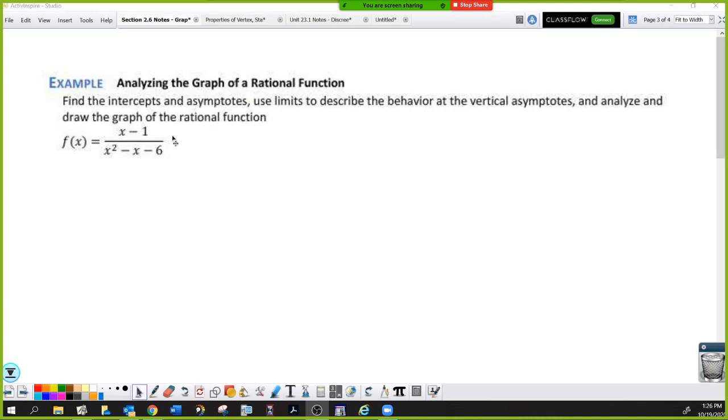The directions are telling us to find the intercepts, the asymptotes. We're going to use limits to describe the behavior at the vertical asymptotes. It says, and analyze the graph. No, you know what? I don't feel like that. We're not going to analyze the graph because we just don't need to do that. But we will draw the graph of the rational function. And I tell you what, before I use limits to describe the behavior at the asymptotes, I want to graph it. I'll do the limit stuff last. That way I have a picture to look at. It'll be a little bit easier.